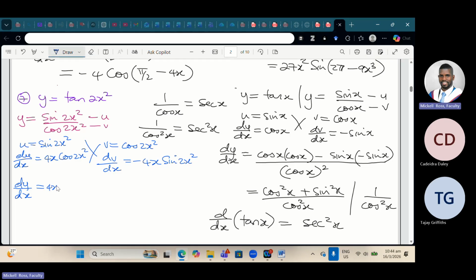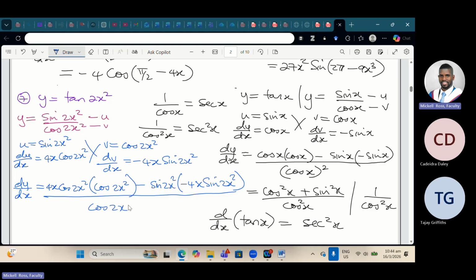4x cos 2x squared times cos 2x squared, minus sine 2x squared times negative 4x sine 2x squared, all divided by v squared, which is cos 2x squared, squared. So that is what we're going to get right there.